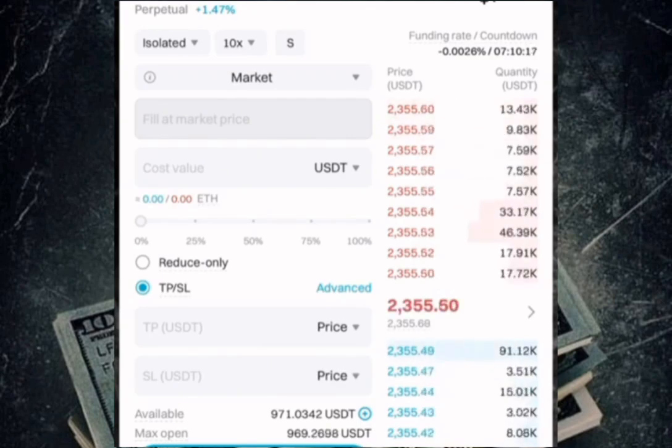Now, I'm going to be making a video on how to do demo trading on Bitget. There's a way you can do demo trading on Bitget. So in case you want to practice your strategy and you don't want to use your money, there's a way you can do that on Bitget. I'll be doing that in my next video.